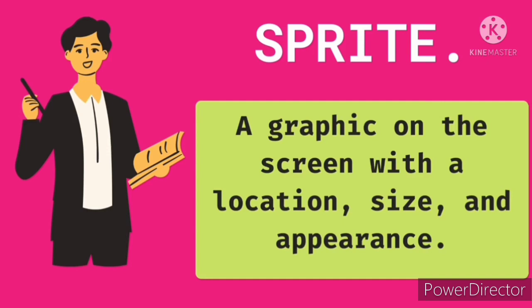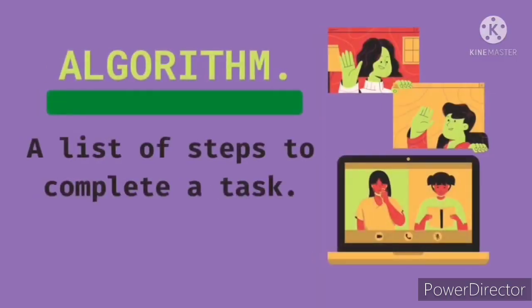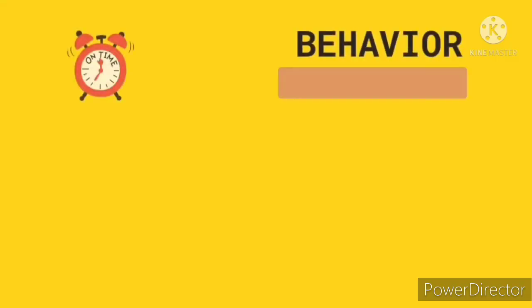We'll have algorithm. What is algorithm? Algorithm is a list of steps taken to complete a task. When you talk about algorithm, we are talking about a list of steps that is needed to complete a given task. Okay, now let's see what we have next.